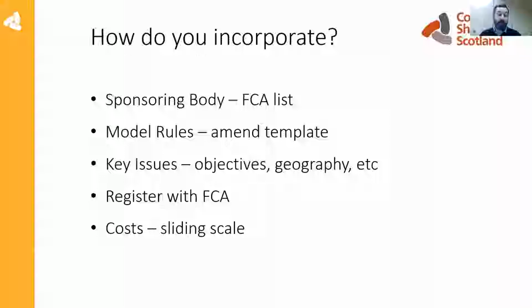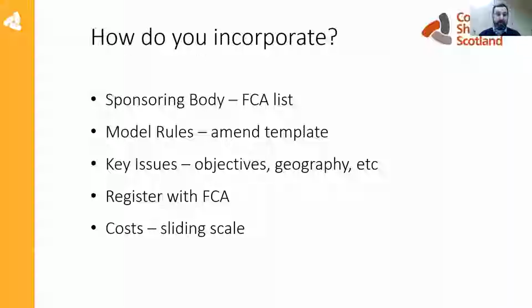A group would then take those model rules and they would amend them, usually on some form of template, making some choices, size of board, particular objectives, but trying to limit the amount of changes, because there's a sliding scale. I mentioned at the bottom there, the sliding scale of costs. The more changes you make, the more the FCA charge you for that part of the registration. So they'll put in things about the key objectives, around geography, what they want to achieve. And then that basically goes to the register with the FCA.